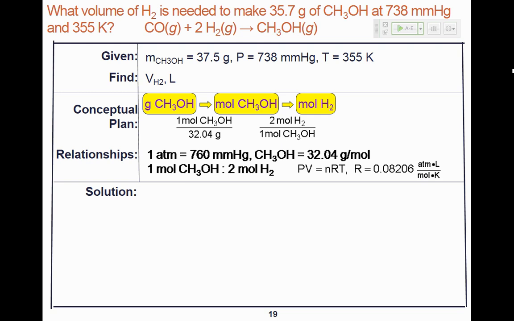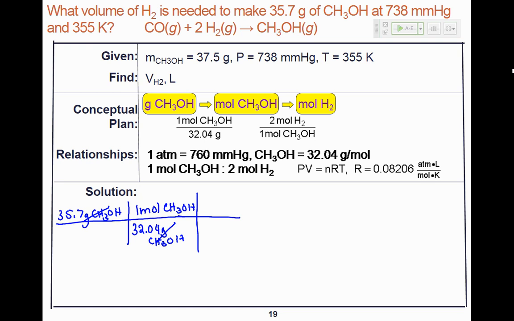So our first step is to figure out our moles of methanol. So we are starting with 35.7 grams of methanol. And we can use our molar mass, which you would be able to calculate if you're given the equation. Now we have our moles methanol.